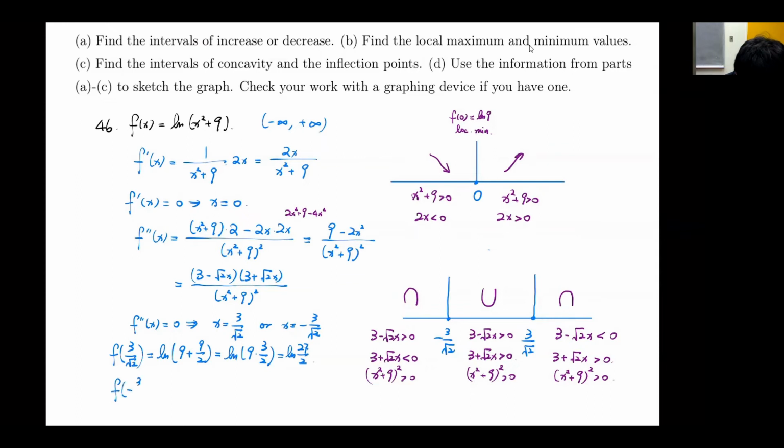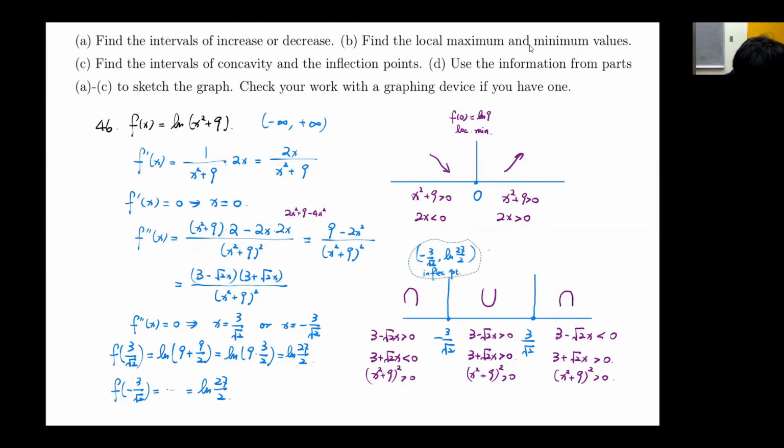Okay, f of negative 3 over root 2. This is actually an even function, so I can skip all the process because plugging in a negative number gives the same value as over here. So this will be natural log of 27 over 2. So this way I know that at minus 3 over root 2, the value is natural log of 27 divided by 2. So this is an inflection point.